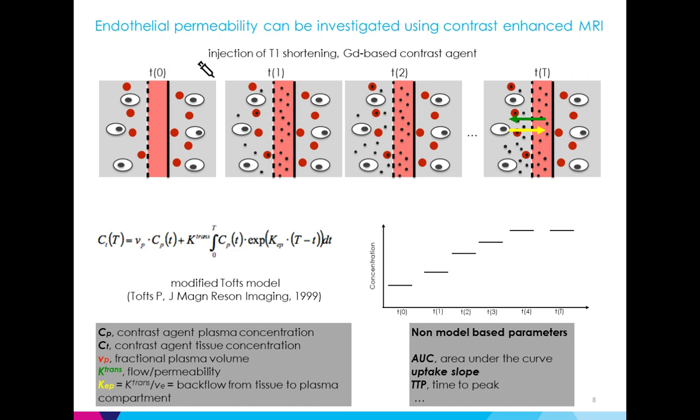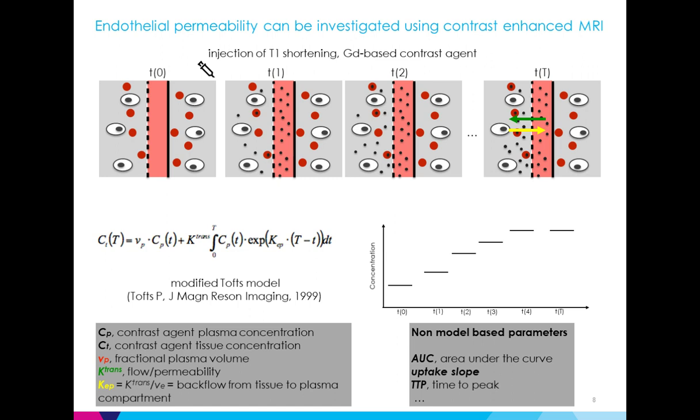So you can see here one of the most used kinetic models that is actually employed typically to analyze DCE MRI data. You can see, as I mentioned before, several parameters can be evaluated from this model. This is called a modified Tofts model. The fractional plasma volume in the tissue of interest, VP, can be calculated. Ktrans, which is typically a measure of flow permeability, can be calculated. And Kep, the backflow of contrast agent from the tissue to the plasma compartment, can also be typically calculated.